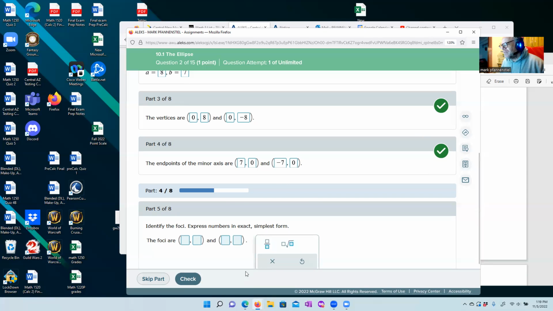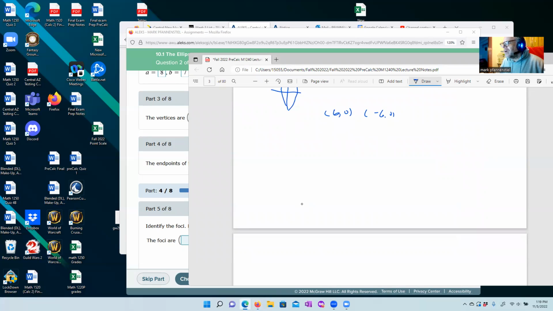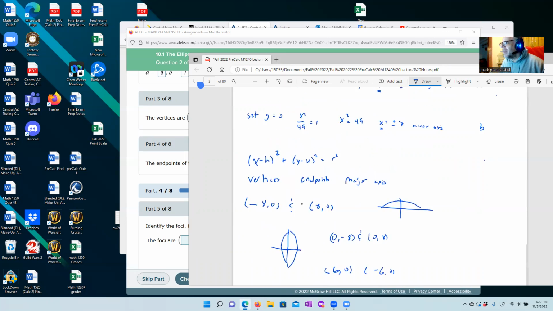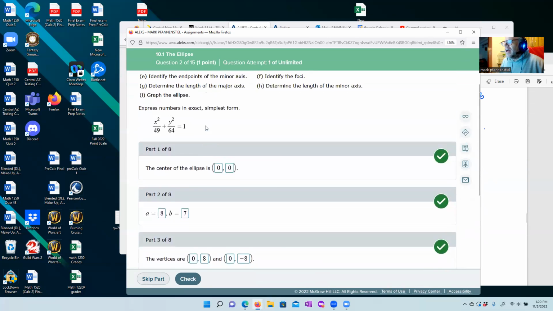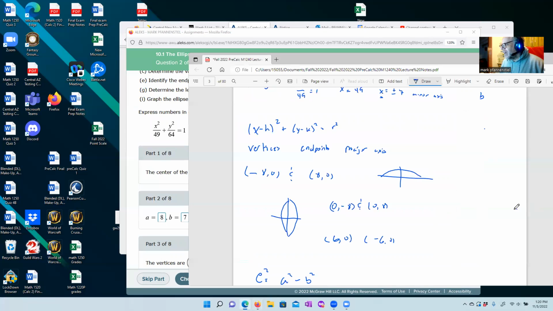Identify the foci. The formula for the foci for an ellipse is c squared is equal to a squared minus b squared. This is major minus minor. And again, this is c squared equals major minus minor. So we have, what is this, 64 minus 49, I believe. Let's double check over here. Let's see, 64 minus 49.